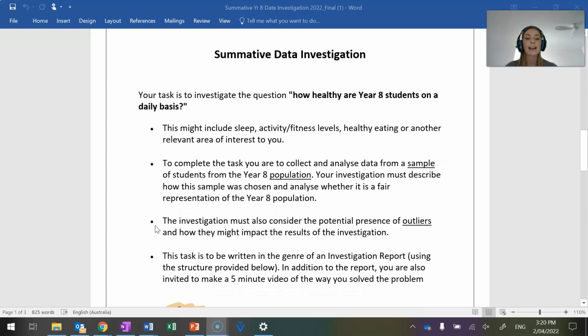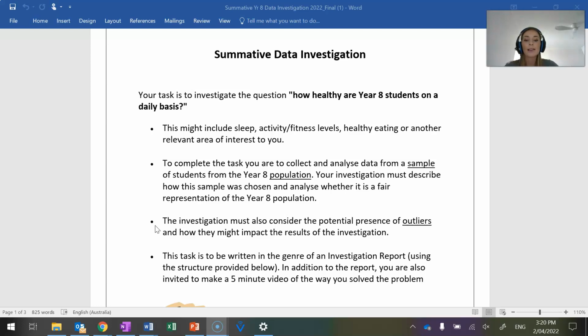So you'll need to collect and analyse data from a sample of students from the Year 8 population. Now remember in class we talked about the difference between a sample and a population. So a sample is like a small snapshot of data, whereas a population is a larger group of data that allows you to see a larger and more accurate pool of information.